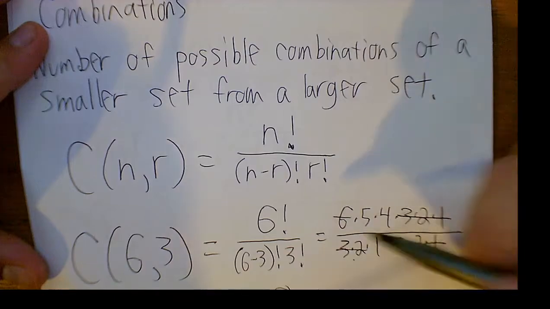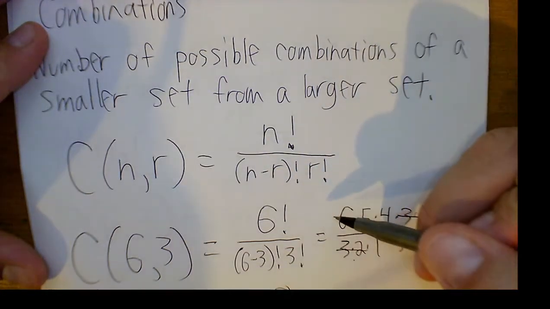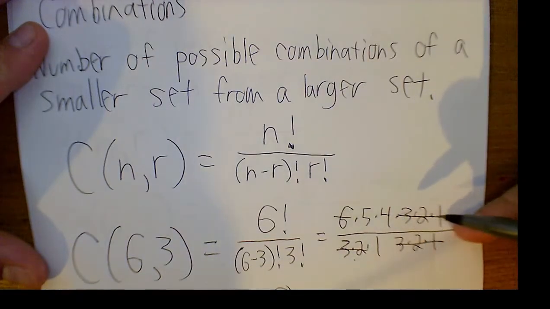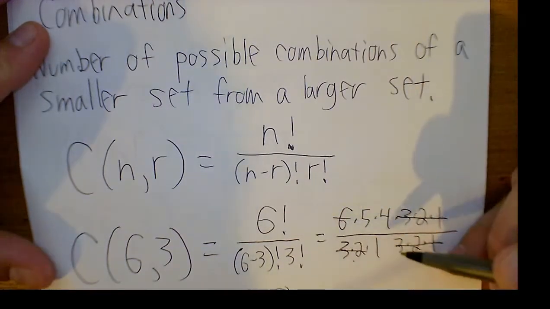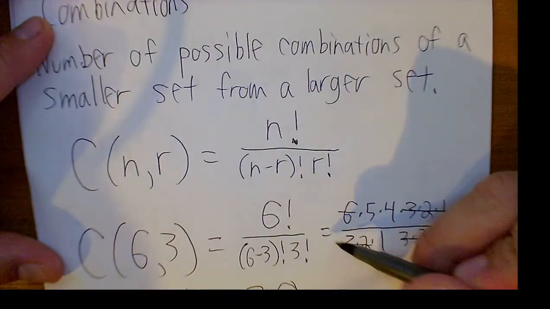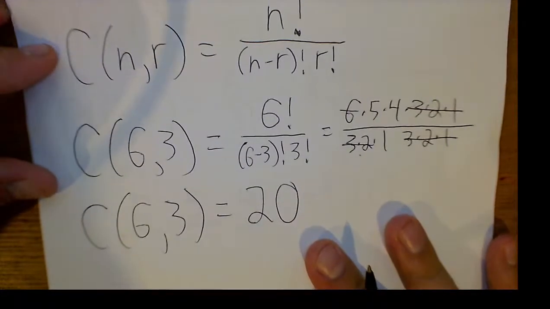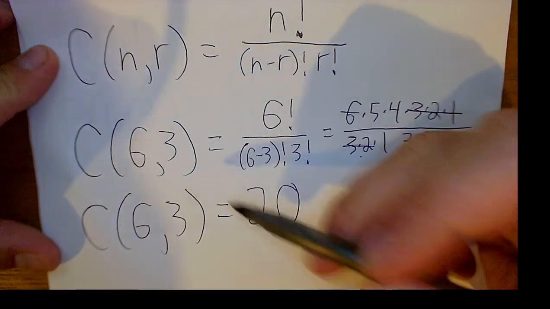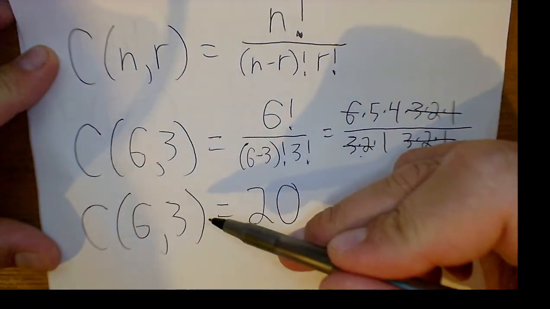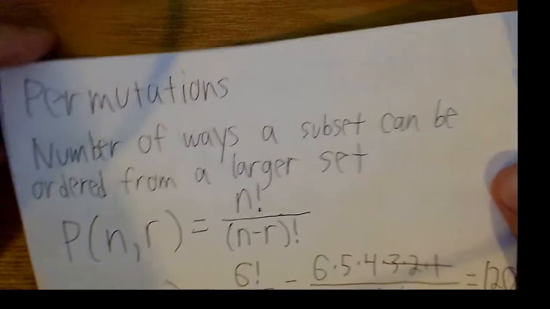That factorial just means that you multiply the number by every successive number. So you get 6 times 5 times 4 times 3 times 2 times 1, divided by 3 times 2 times 1, times 3 times 2 times 1. These two cancel. The 3 times 2 equals 6. That cancels, and you're left with 20. So there are 20 different sets of 3 that you can choose from 6. Easy enough.